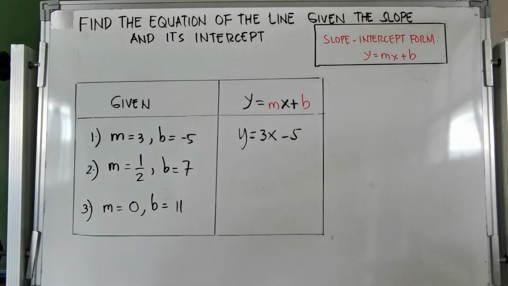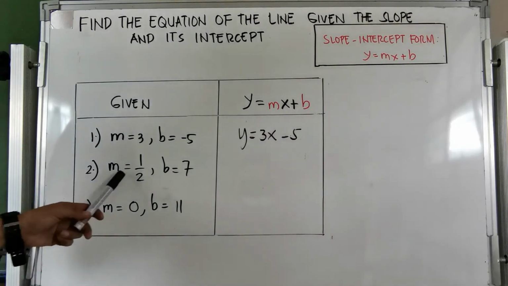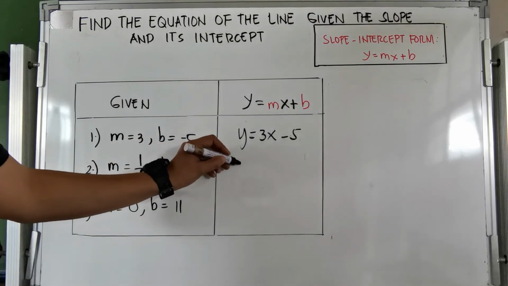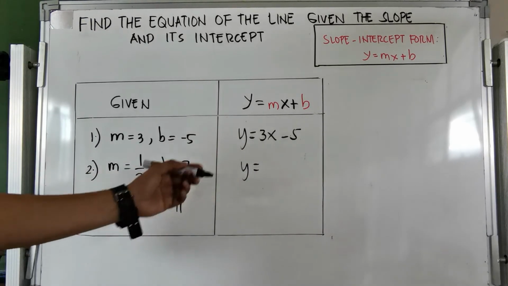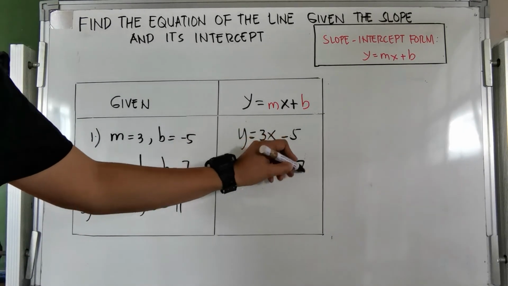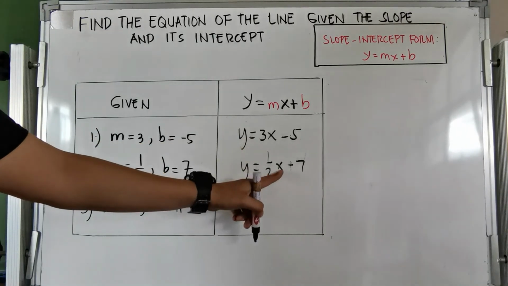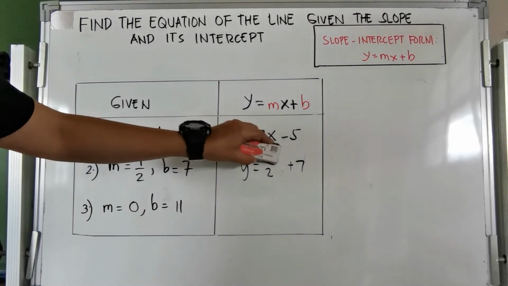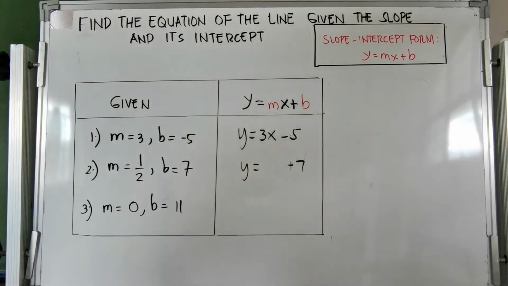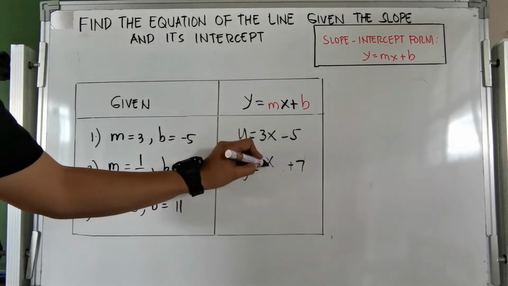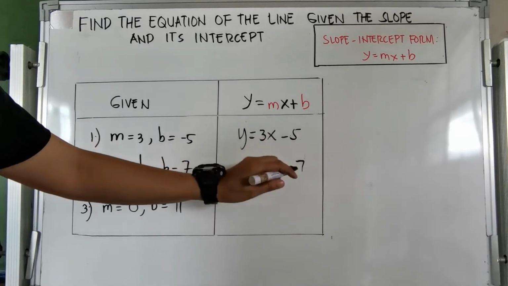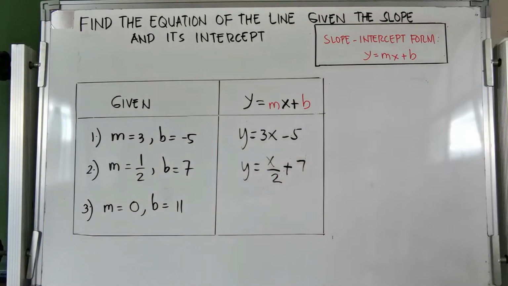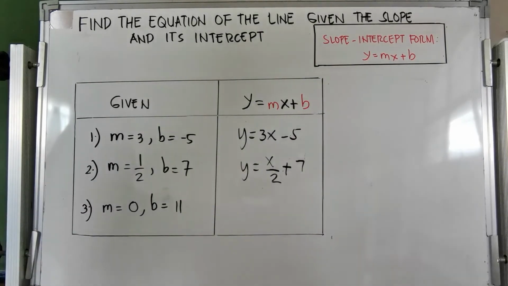Okay, let us have given number 2. M is 1/2 and B is positive 7. So, for number 2, we have Y is equal to 1/2 X plus 7. So, since this is 1/2, meron tayong variable na X. Ibig sabihin, pwede na lang natin siyang isulat na x over 2 plus 7. Okay, so that's the answer in number 2, or the equation in number 2.